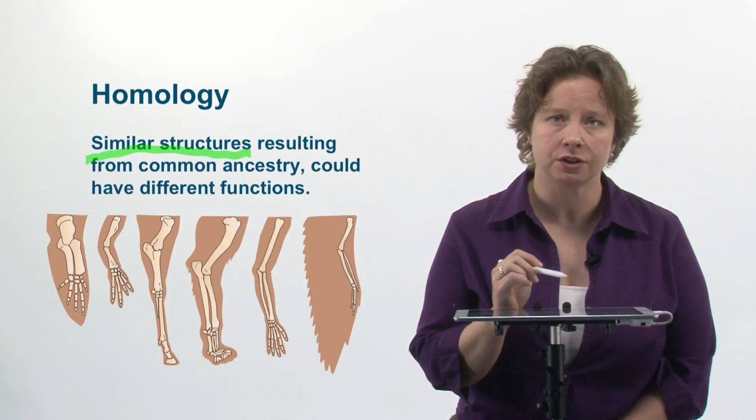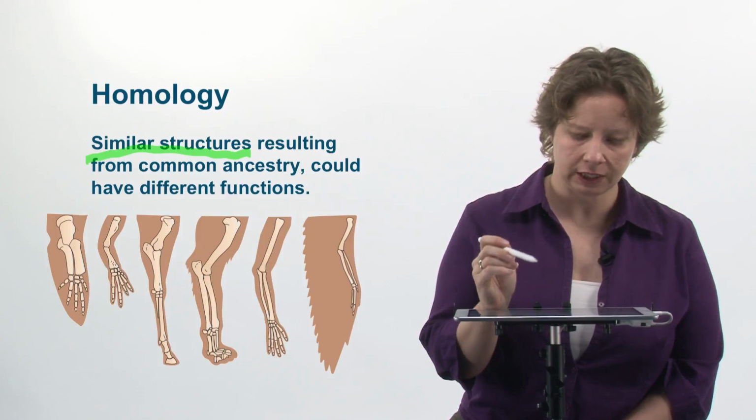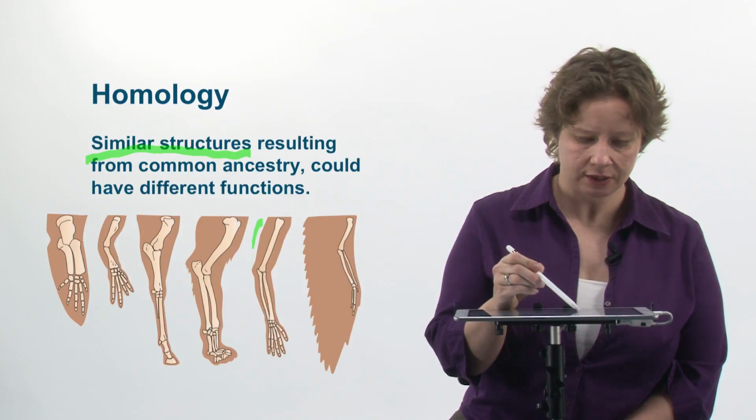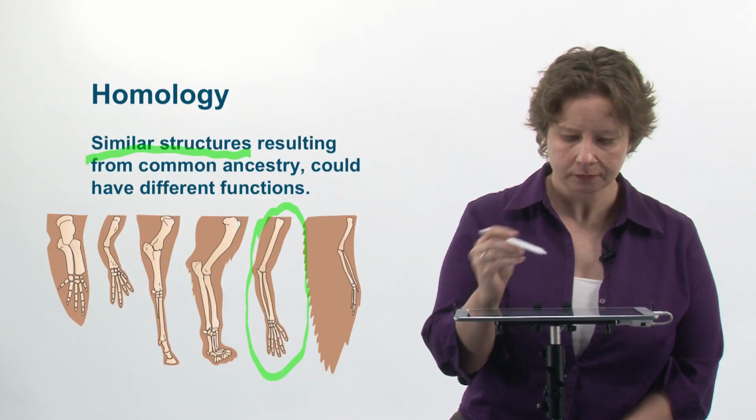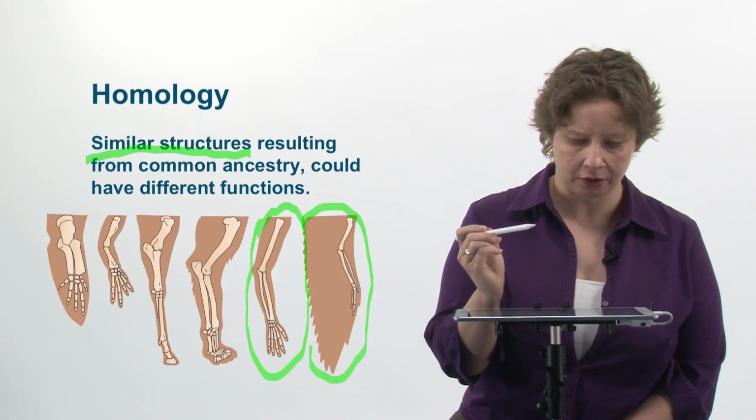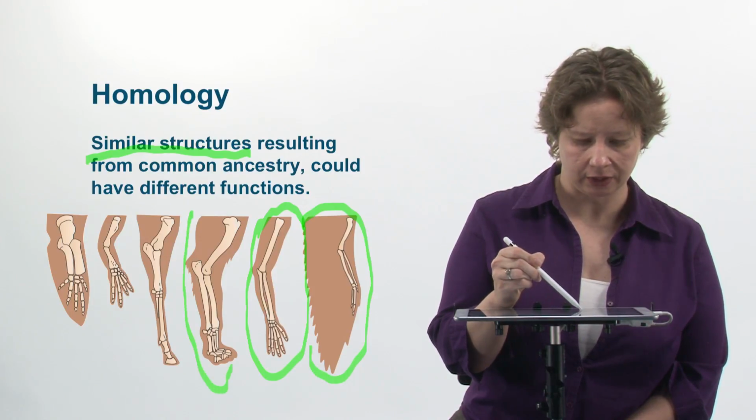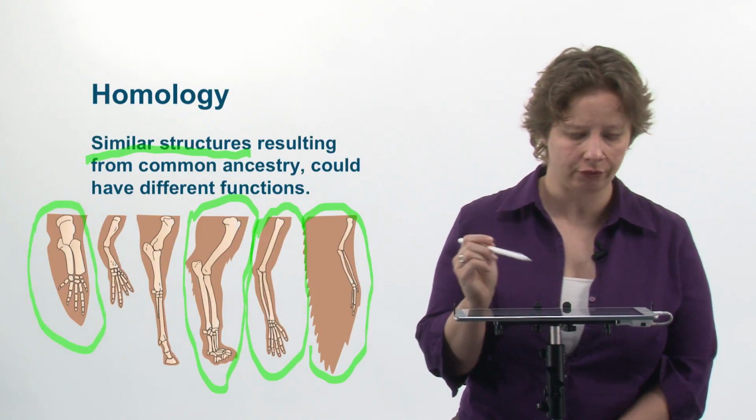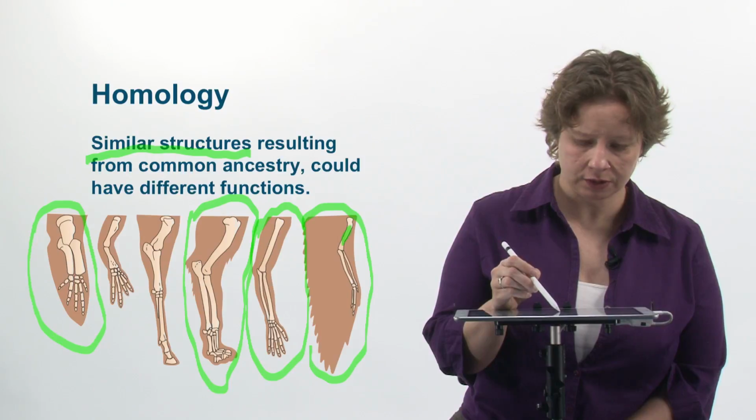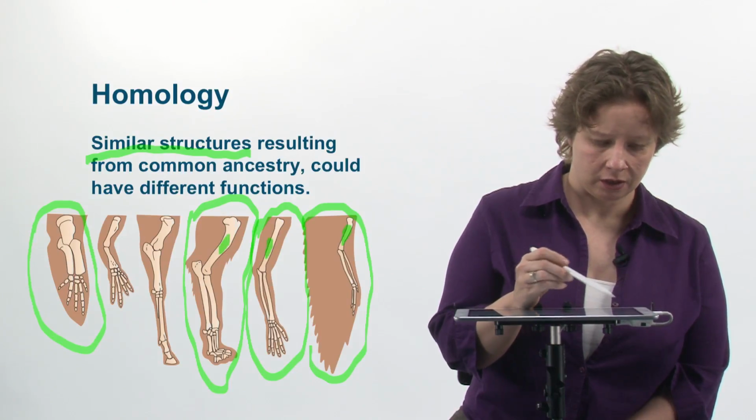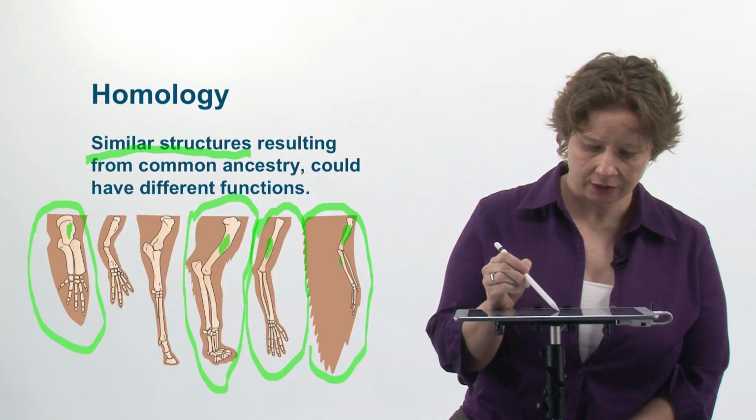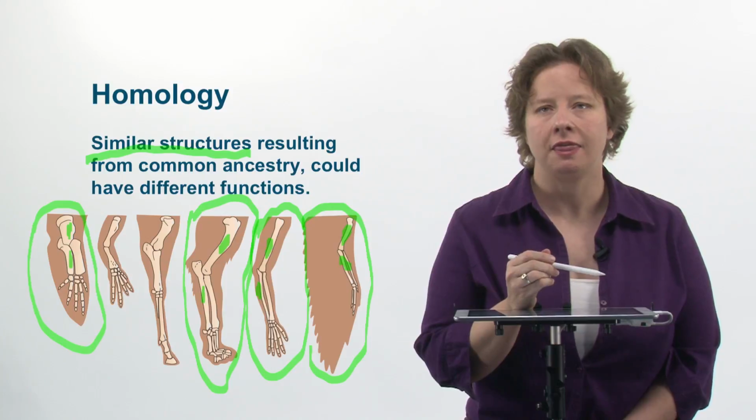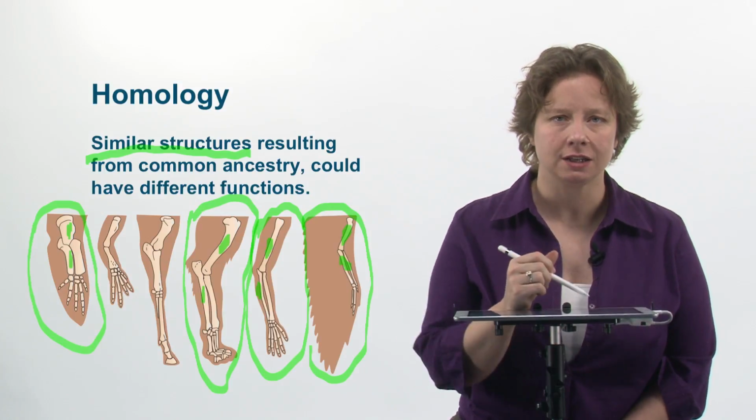They could have different functions, though. The forelimbs of tetrapods are examples of homologous structures. So, for instance, if you look at the arm of a person and the arm of a bird and the foreleg of a cat and the front flipper of a whale or a dolphin, you might notice that the bones in here look a little bit different, but they actually are the same bones. They come from the same embryological origin, and that tells us that they have a common ancestor.